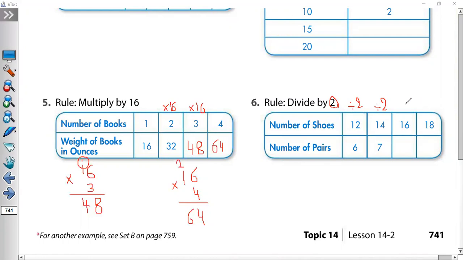The next one, 16 divided by 2. What times 2 equals 16? Yes, excellent. It's 8 because 8 times 2 is 16. 18 divided by 2. What number times 2 equals 18? It will be 9, because 9 times 2 is 18.